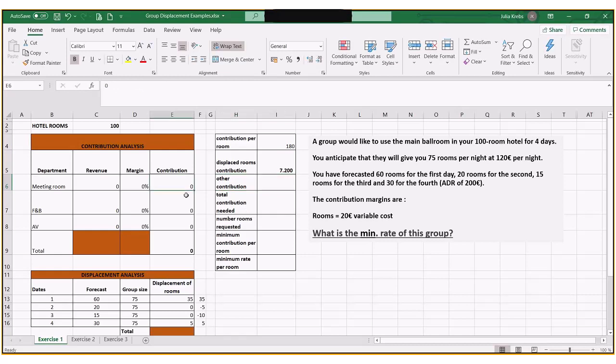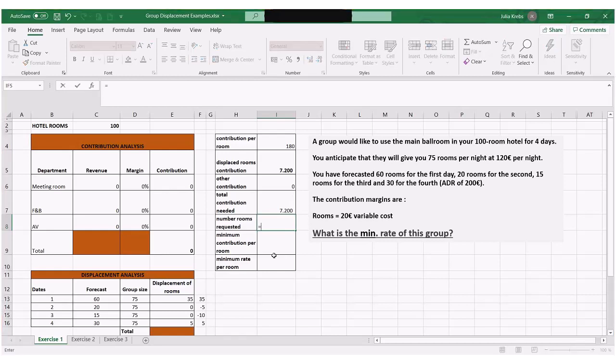As we just discussed here, since the group is not taking anything, auto contribution is 0 because they're not taking meeting rooms at this moment in time, at least free of charge, no F&B and no audiovisual. So the total contribution that we need is only what we're displacing, the 7,200. That's all we need to cover.